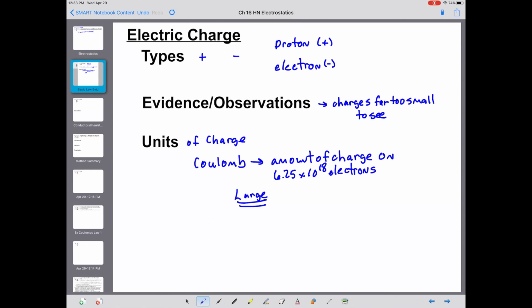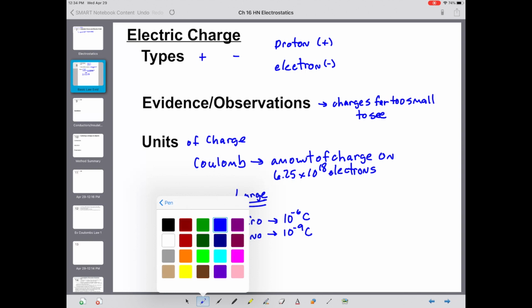We will use a couple metric prefixes that we have not used too much before this year: microcoulombs and nanocoulombs. The Greek letter mu, that's a symbol for micro, 10 to the negative 6th coulombs. Nano, the small n, 10 to the negative 9th coulombs. So when you're given those units, you'll need to put in that power of 10 in the place of that metric prefix.